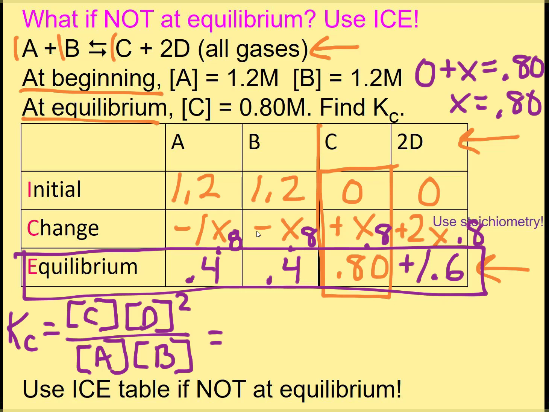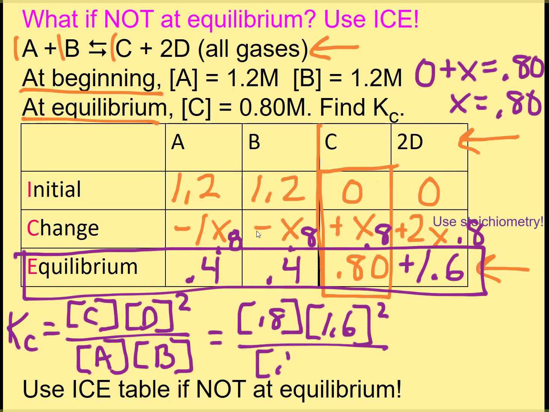So you use this ICE chart and the stoichiometry to help you figure out what equilibrium values you should put in. So on the top, I have 0.8 and 1.6 squared, because that's what my equation says. And on the bottom, I have my 0.4 times 0.4. When I do the math, I get 12.8.